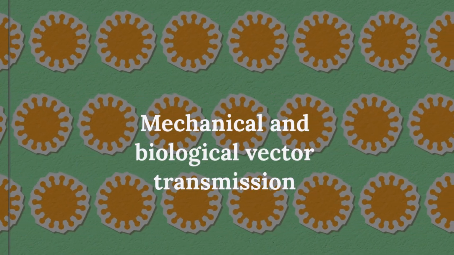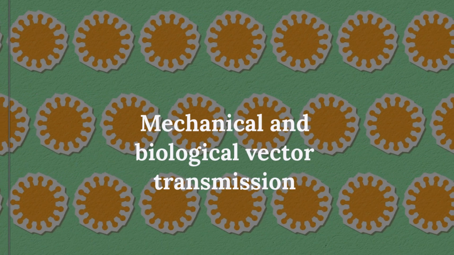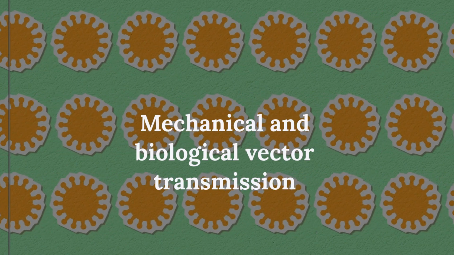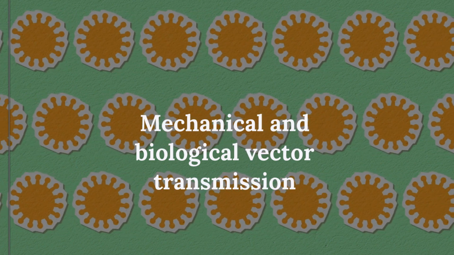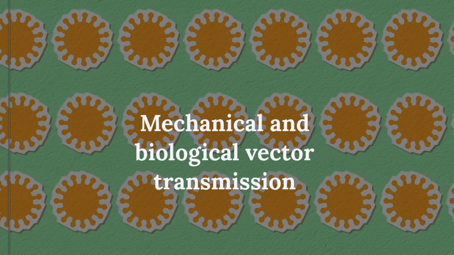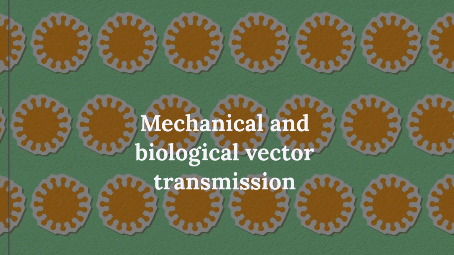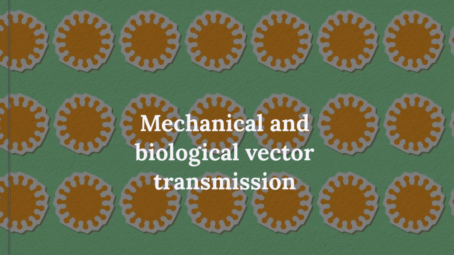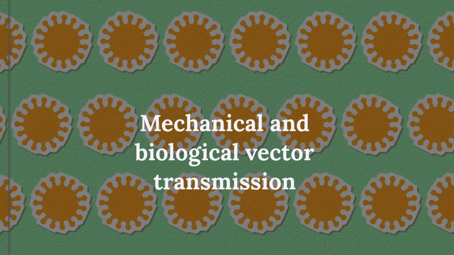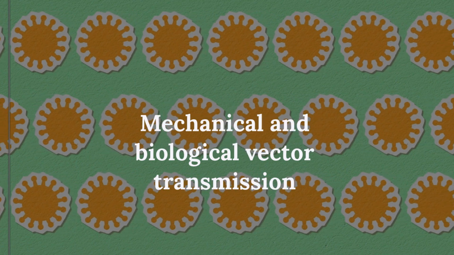There are two main types of vector-borne transmission: mechanical and biological. Mechanical transmission involves the vector carrying the pathogen on its body. In biological transmission, the pathogen develops inside the vector. This is how diseases like malaria spread through mosquitoes. Each type plays a unique role in disease dynamics.